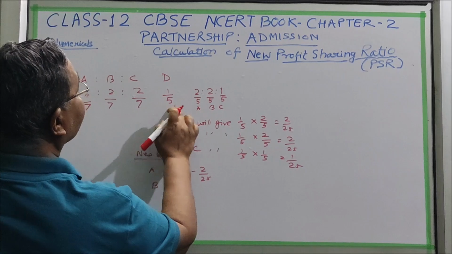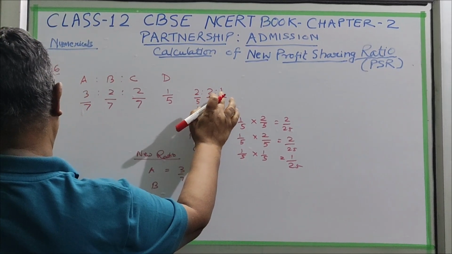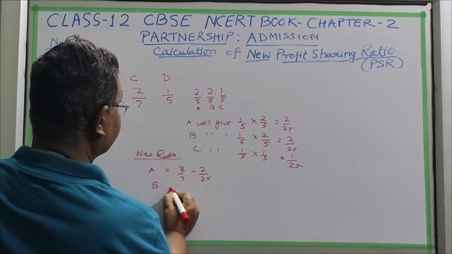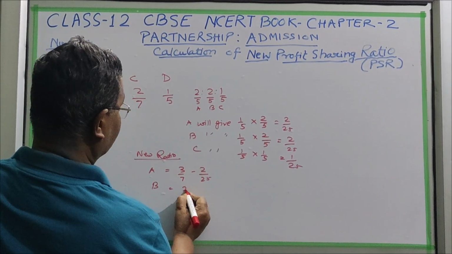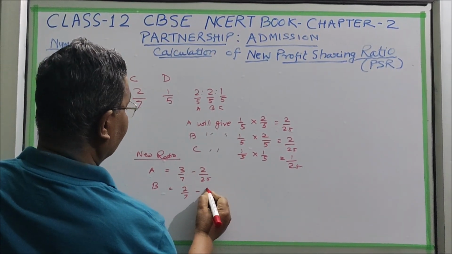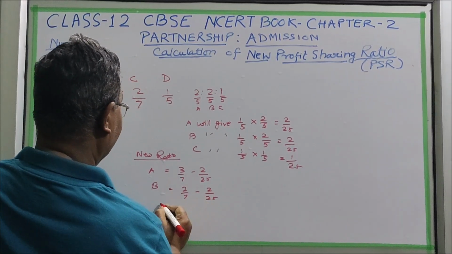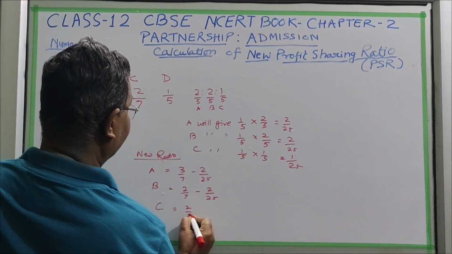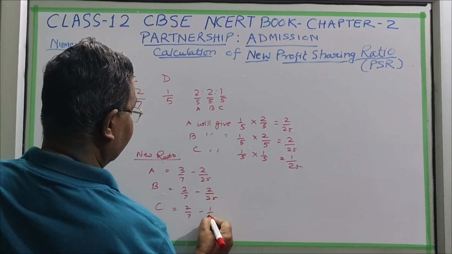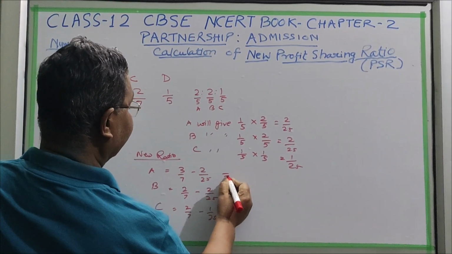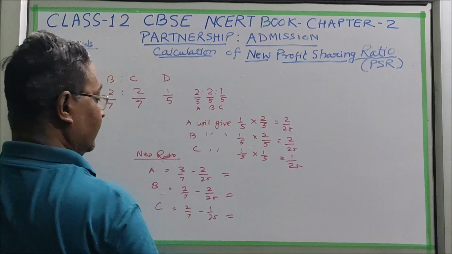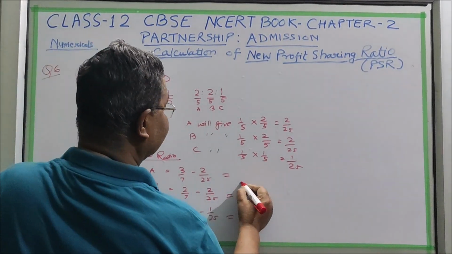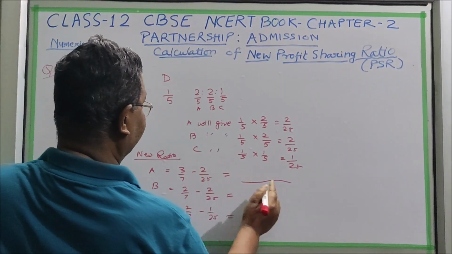And coming here, 2 is to 2 is to 1, 2 is to 2 is to 4, 1, 5. So their share is equal to 2 by 7 minus 2 by 25, and C is 2 by 7 minus 1 by 25. So we will take an LCM and do it.